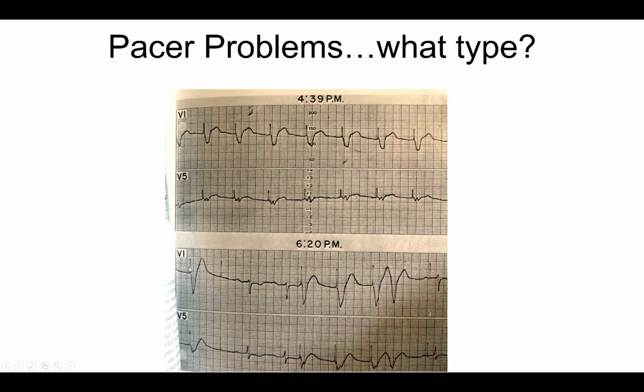All right, so here we have a capture beat, and then here we see a pacing spike, and what happens here? It wasn't captured. It's not capturing. So we have an example. So what is this problem? What would we say is wrong here?